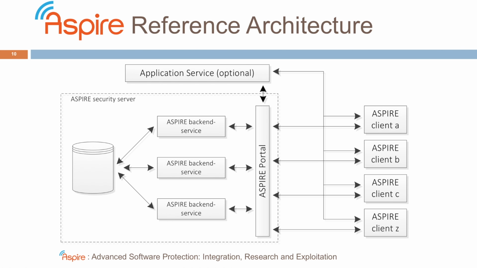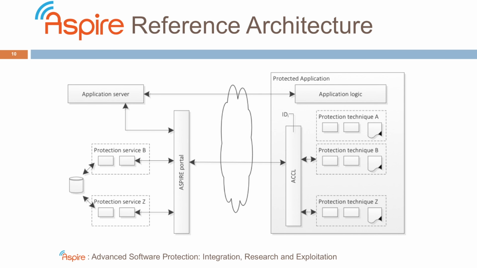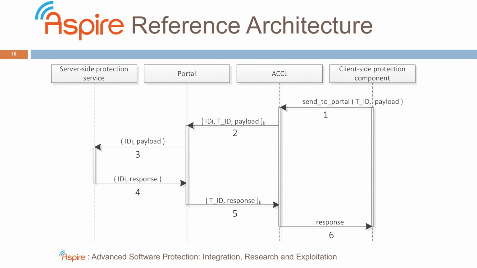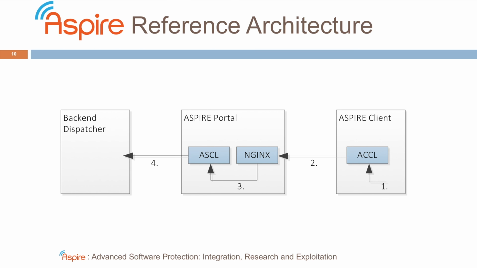For example, it describes how multiple clients can be served from our secure servers for online protections. Within an application, it discusses how different protection techniques can be combined and how they can use the common communication logic to connect to the Aspire portal where the protection services are running. In detail, it discusses a simple request protocol that we implemented to communicate with a server, and also a WebSocket protocol that some protections need.